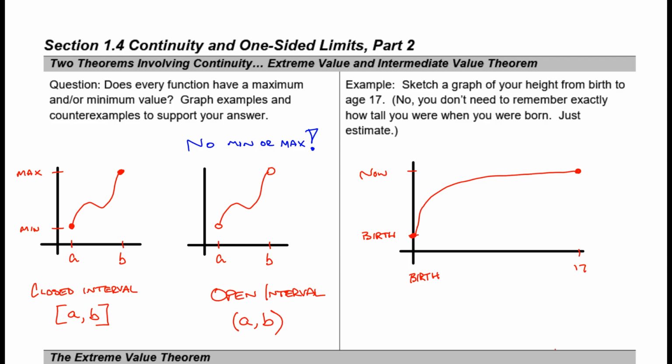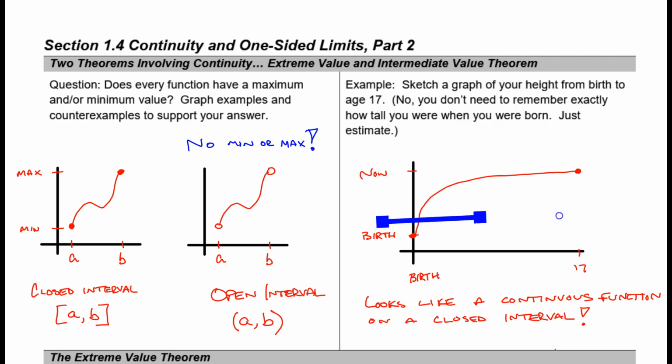Okay, so let's take a look at this graph. To me, this looks like a continuous function on a closed interval. And if I asked you the question, were you ever 3 feet tall? Well, there's got to be a point in here somewhere when you were 3 feet tall. And it's not possible to physically be shorter than 3 feet one day and then taller the next.